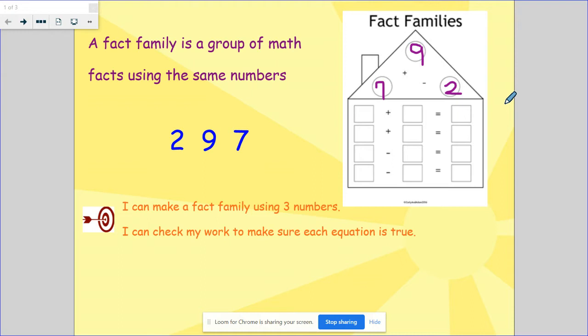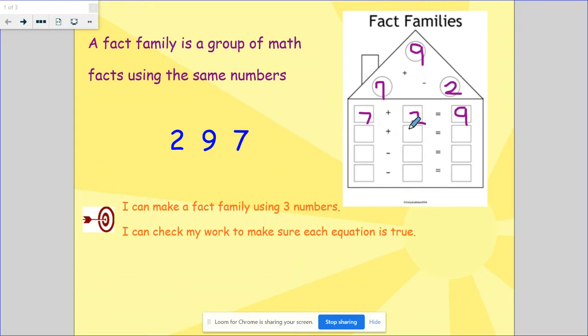I'm going to start with addition first. I'm going to think about what I know about these three numbers. Right away, my brain can see that 7 plus 2 does indeed equal 9. I see that I used the 7, the 2, and the 9. I didn't bring any other numbers into my equation. I can count on from 7: 8, 9, and then I know that that equation is true.